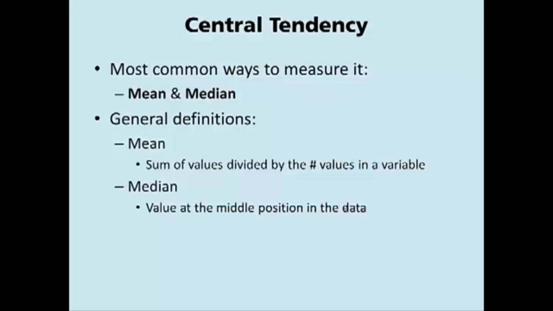How you would calculate mean is by adding all the values in a variable together and dividing it by the total number of values. The median, on the other hand, is the value at the middle position in the data if the data were arranged from smallest to largest, or vice versa.